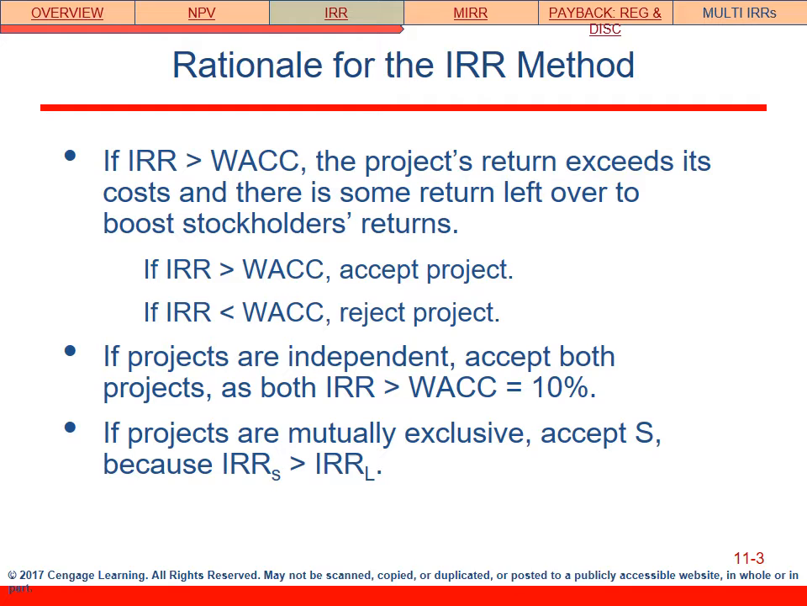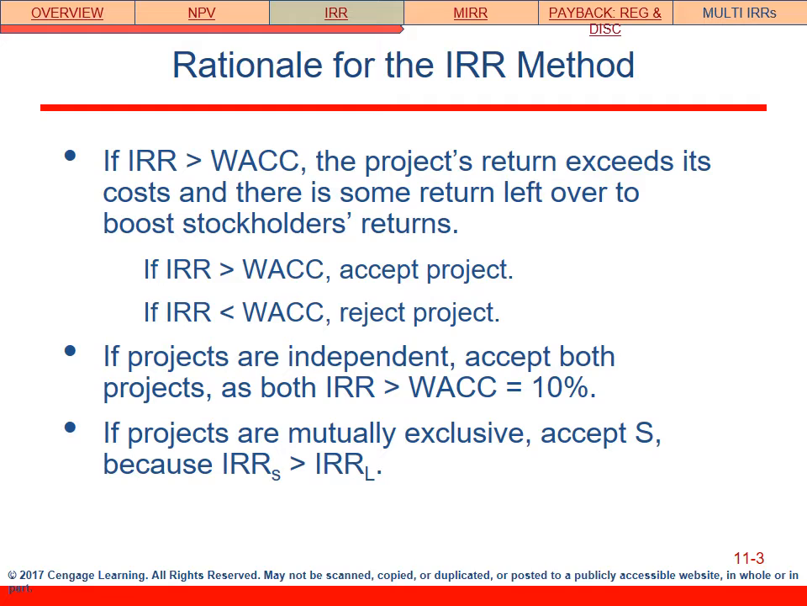Now, what is the rationale for the internal rate of return method? Well, if a project's internal rate of return is greater than a firm's weighted average cost of capital, that means that the project's return exceeds its cost, and there is going to be some return left over to boost stockholders' returns. The decision rule for internal rate of return is the following. If a project's internal rate of return is greater than the firm's weighted average cost of capital, that's an acceptable project.